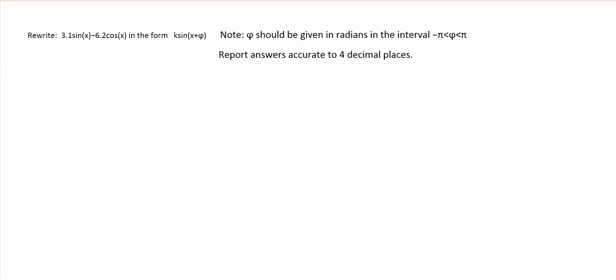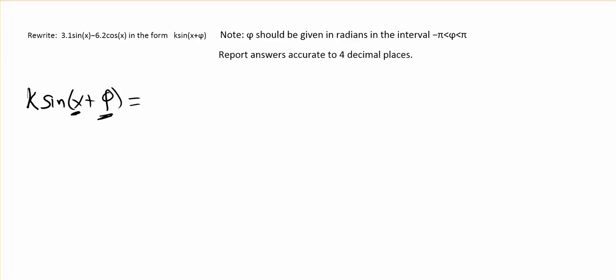So we practice here first by rewriting this in the form where you have a new amplitude and a shift in your angle. So to do this, we expand k sine of x plus phi. To expand k sine of x plus phi, we use the sum difference identities where we use x for our alpha and phi for our beta.